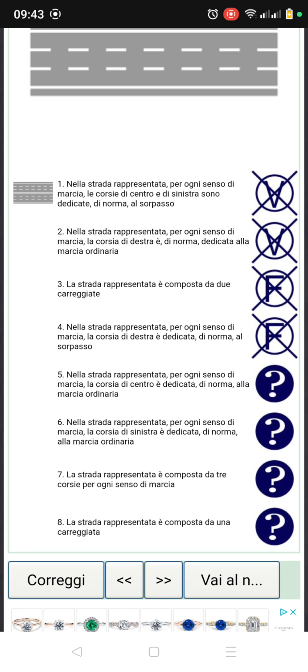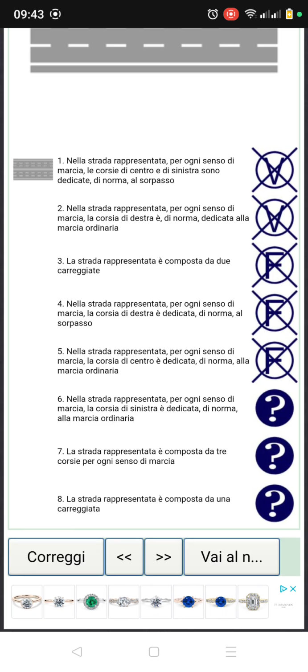No. So number 5. Nelle strade rappresentato per ogni senso di marcia. So on this very road that we're seeing here, for every directional travel, la corsia di centro, the center lane, is dedicated normally alla marcia ordinaria. So this question is saying the center lane is dedicated normally for the normal travel lane. No, it's false. The center lane is dedicated for overtaking.